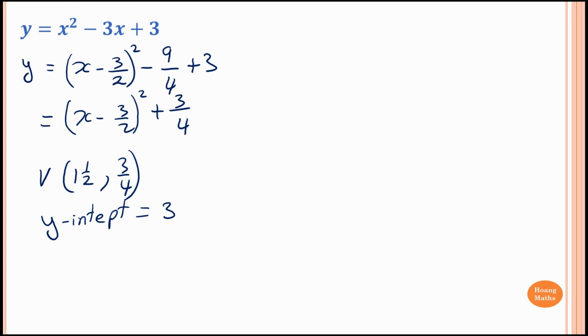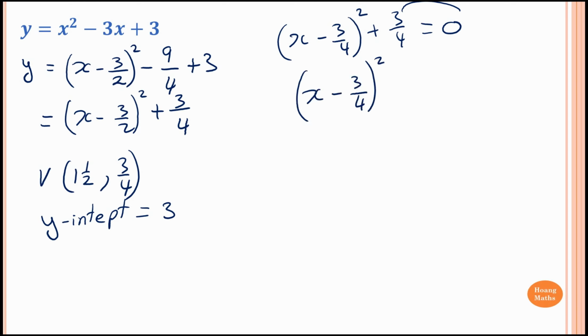To find the x-intercepts, of course, when y is equal to 0. So when y is equal to 0, this means that this one here is equal to 0. So I just write this down in here. So x minus 3 over 2 all squared plus 3/4 is equal to 0. So I move this to this side. So x minus 3 over 2 all squared is equal to negative 3 over 4. So we cannot square root a negative number. So therefore, no x-intercepts.